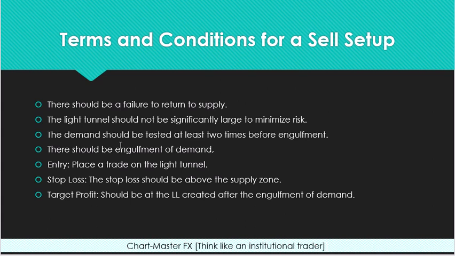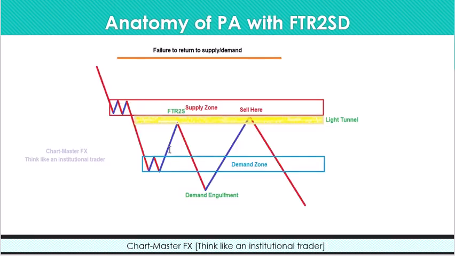So that's another condition that you need to make sure has been met in order for the conditions to be considered valid. There should be engulfment of demand. So as you can see here, the demand was finally engulfed. Once the demand has finally been engulfed, then you wait for the price to come back to the light tunnel. Once the price comes to the light tunnel, then you can place your trade from there. Then your take profit will be here, your stop loss above.